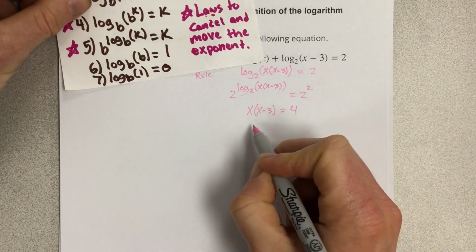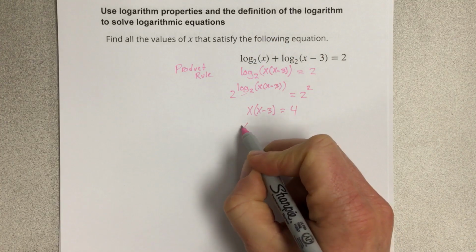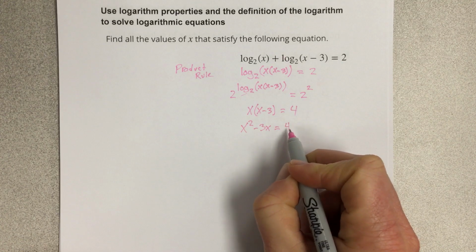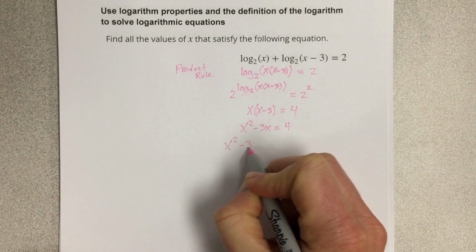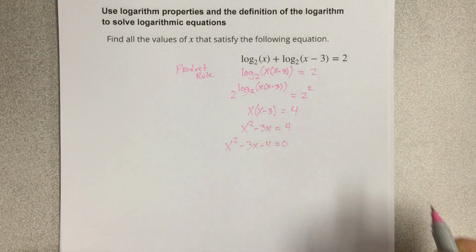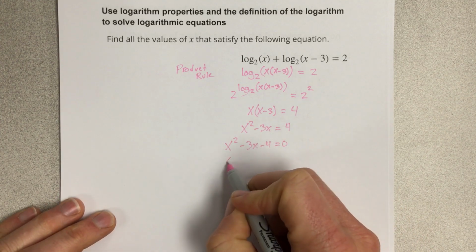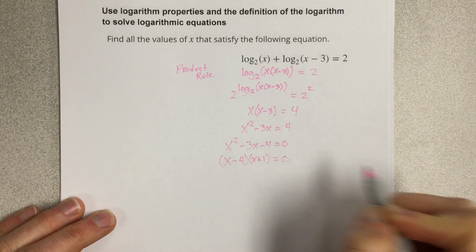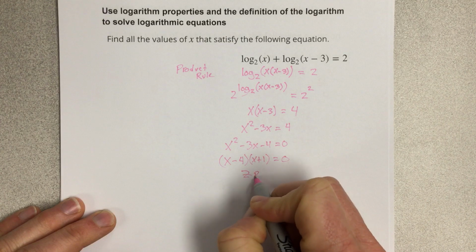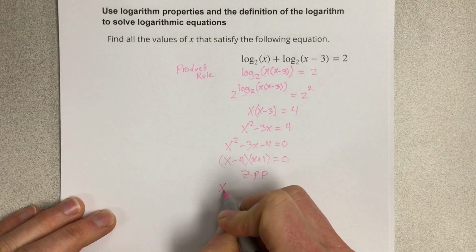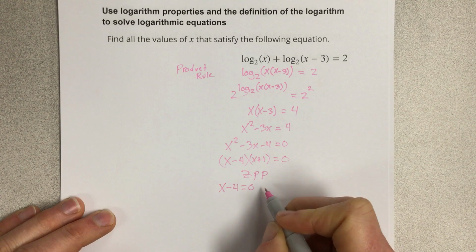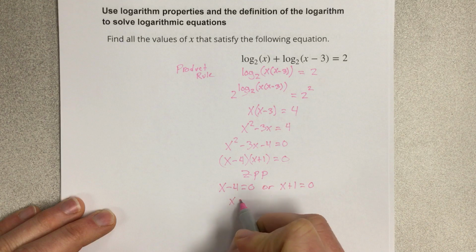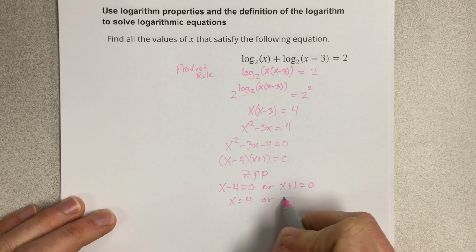Then I can solve this. That'll give you x squared minus 3x equals 4. Oh, I got a quadratic. Subtract the 4 over: x squared minus 3x minus 4 equals 0. Let's do a little factoring. We can say x minus 4, x plus 1 equals 0. ZPP, zero product property: x minus 4 equals 0, or x plus 1 equals 0. Add the 4 over, x equals 4, or subtract the 1, x equals negative 1.